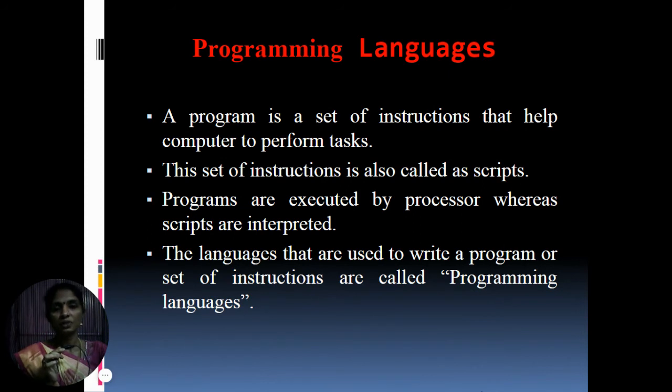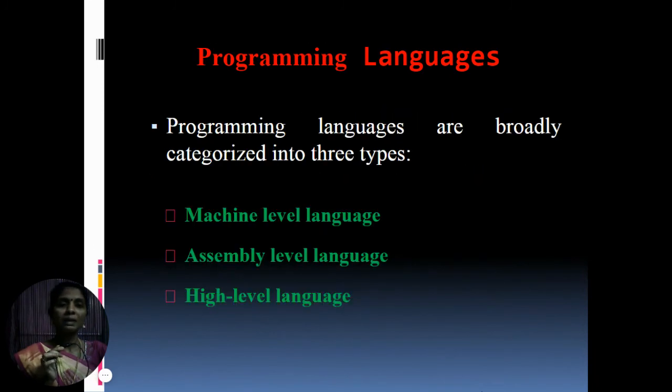This set of instructions is also called scripts. Programs are executed by the processor, whereas scripts are interpreted. The languages that are used to write a program or a set of instructions are called programming languages. The programming languages are categorized into three types. First one is machine level language, assembly level language, and high level language.